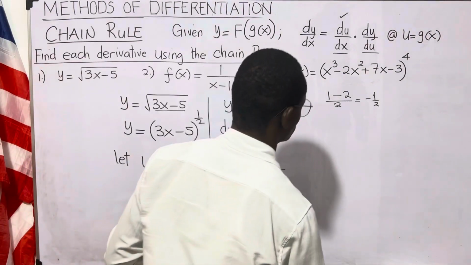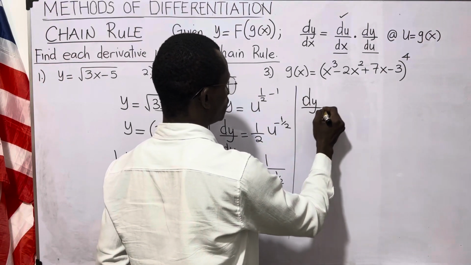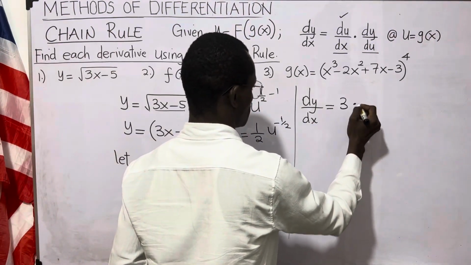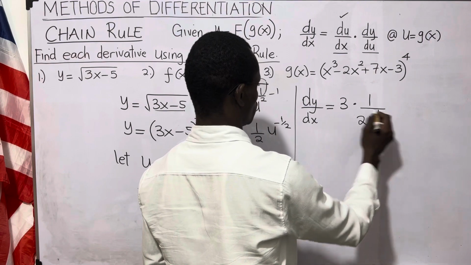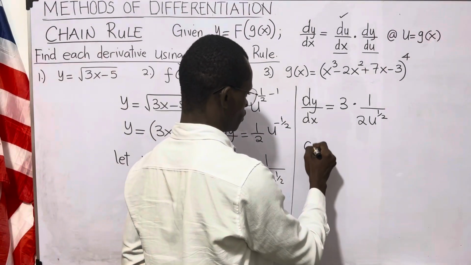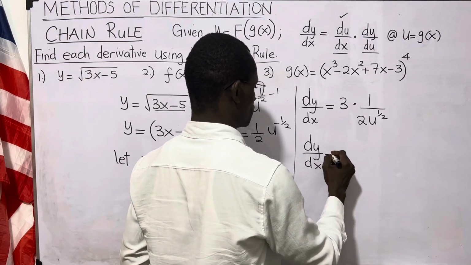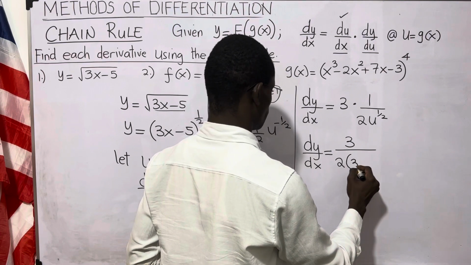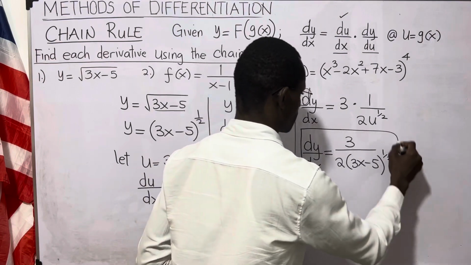So we can write our final answer now by just multiplying the two of them, this and this. So we have dy by dx is just equal to du by dx, the first one, which is 3, times dy by du, which is 1 all over 2u raised to the power 1 over 2. Well, what was u from the beginning? From the beginning, u was equal to 3x minus 5. Always bring back the u, because your original variable was x and not u, right? So it's equal to 3 all over 2 times 3x minus 5 raised to the power 1 over 2. So this is our answer.